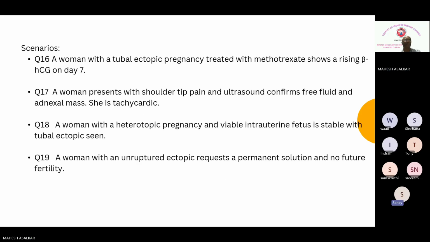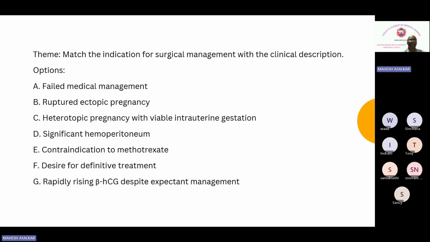Yes, sir. A woman with a tubal ectopic pregnancy treated with methotrexate shows a rising beta HCG on day 7. So you have done it on day 4, then repeated on day 7, and after repeating, there is a rise. Match the indication for surgical management with the clinical description.